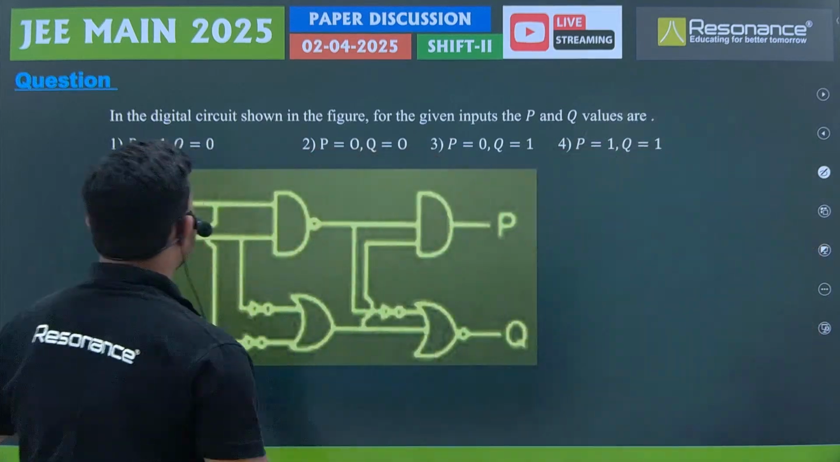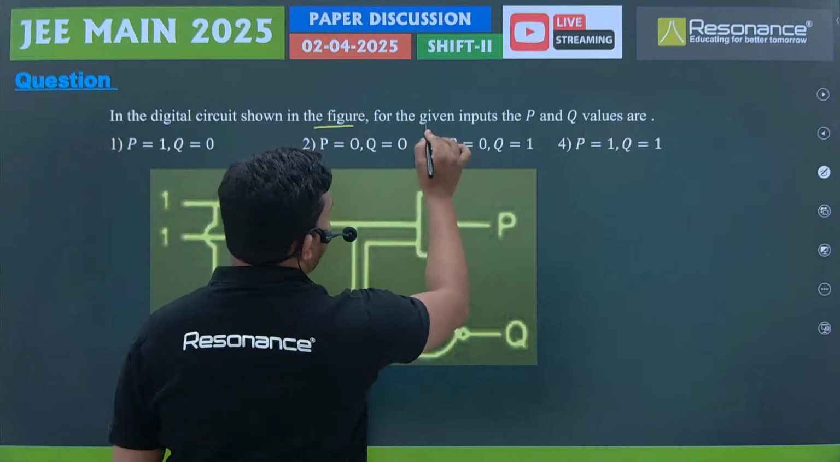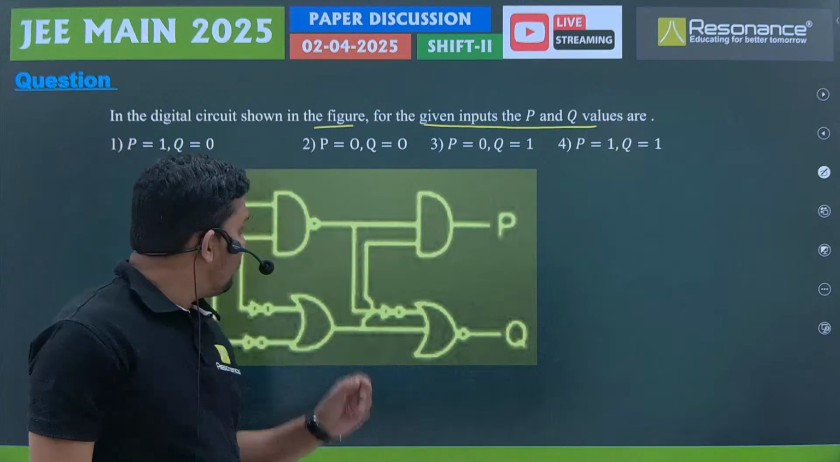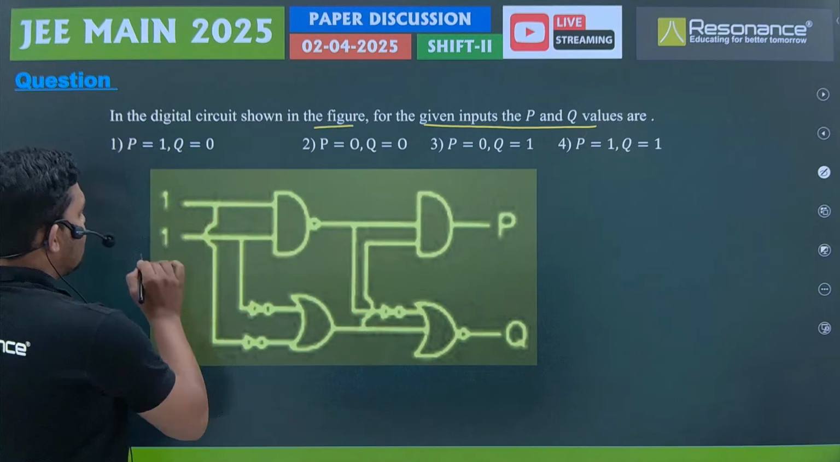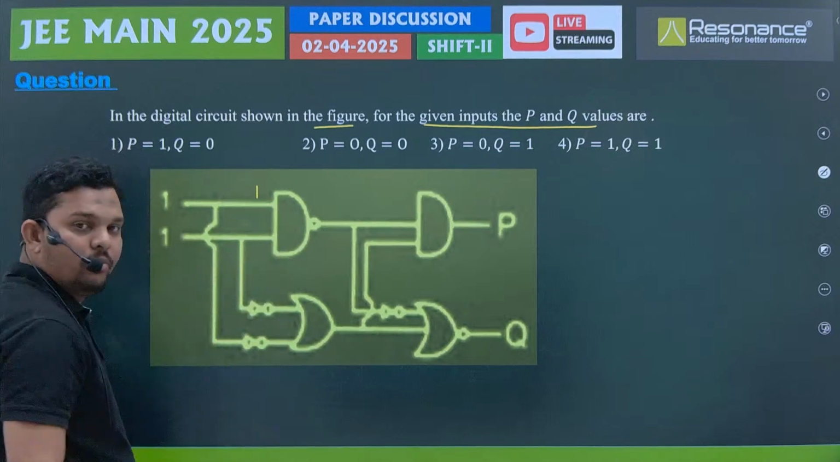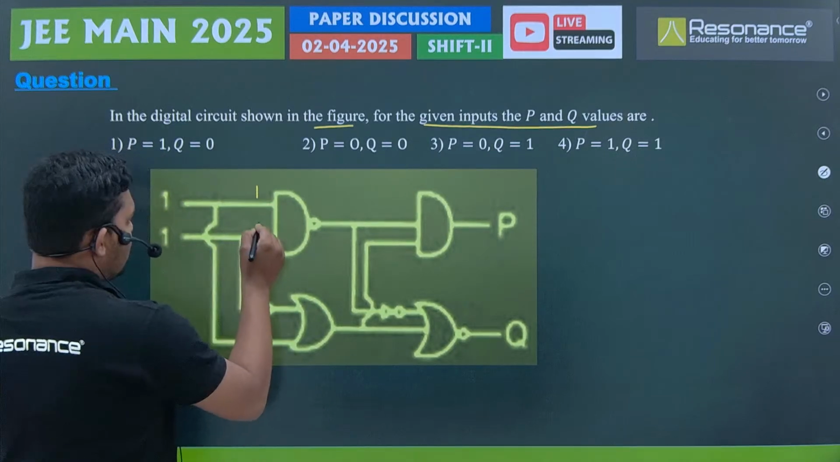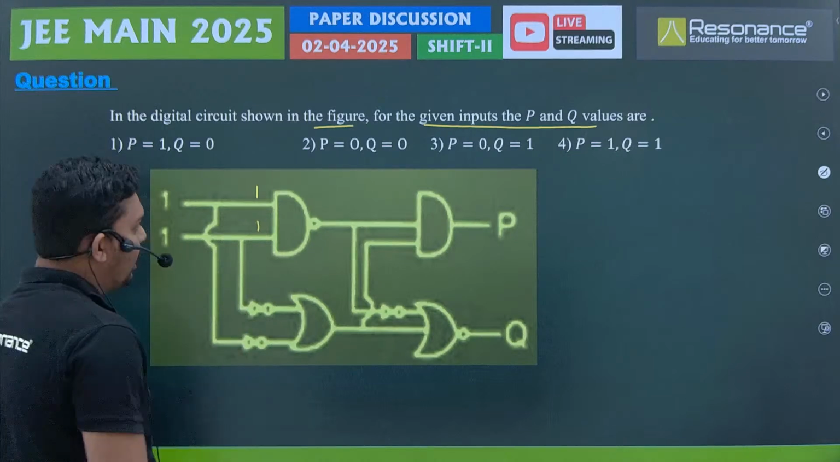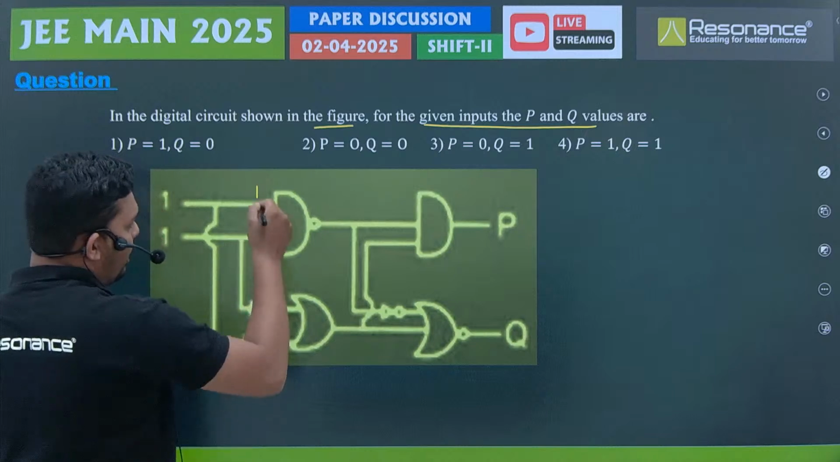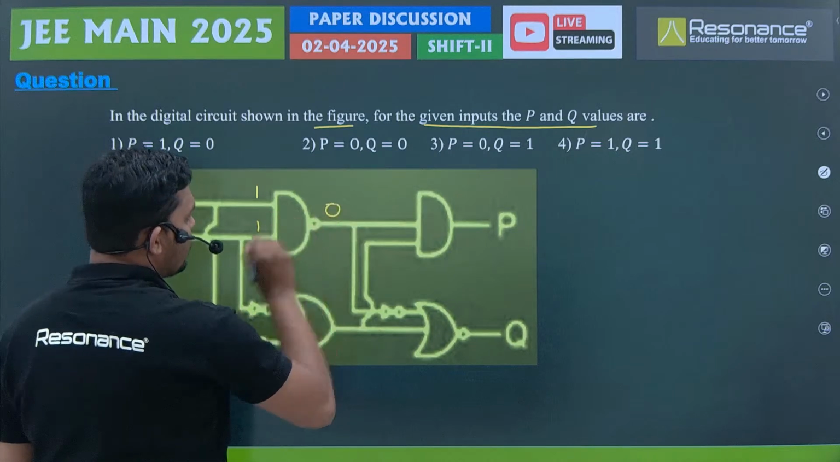Now, in the digital circuit shown in the figure, the given inputs for P and Q values are, so we need to find the values of P and Q. Basically he has given this as 1 and this also as 1. So if this is 1, this is also going to be 1. Followed by, if this is also 1, this is also going to be 1. Now as this is a NAND gate, both will be multiplied and it will be reversed. So 1 into 1 is going to be 1 and its reverse is going to be 0.